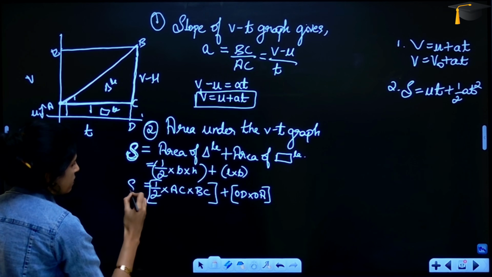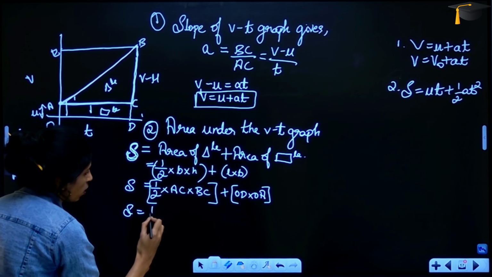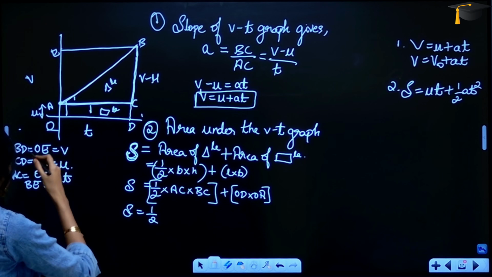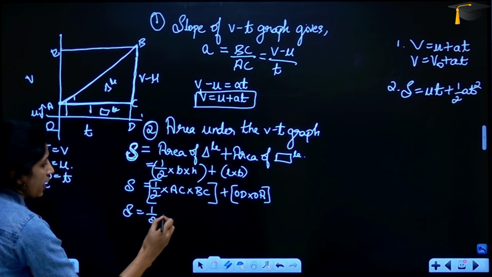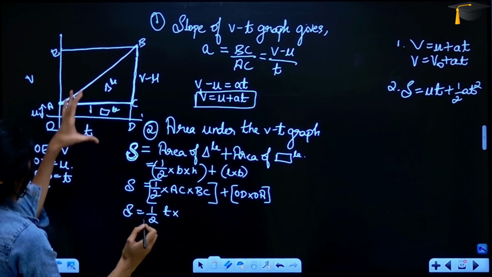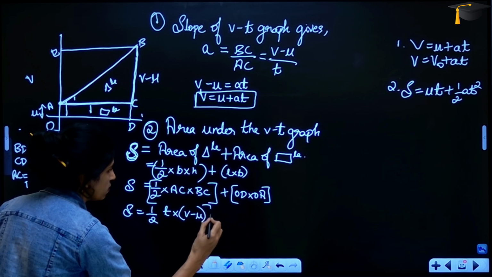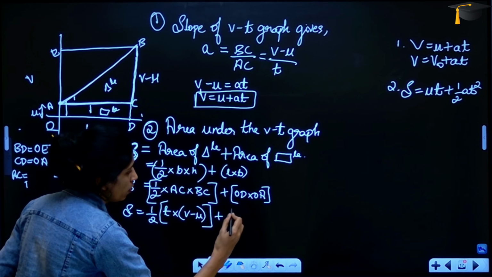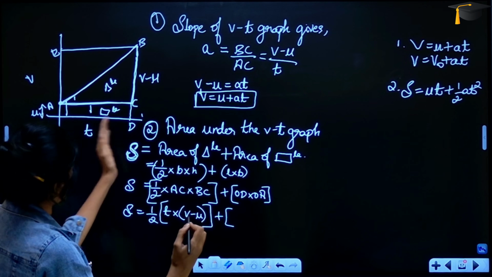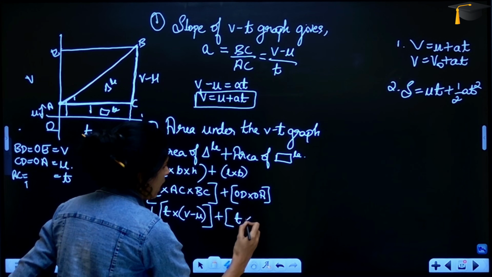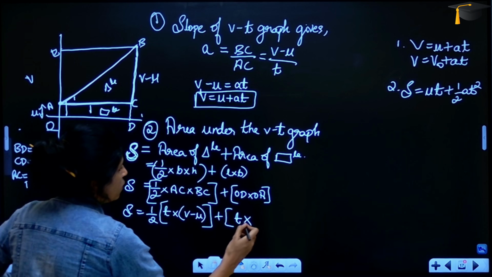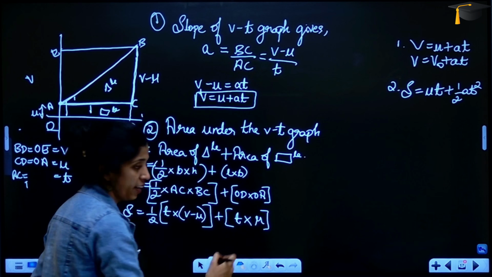Okay, so S is equal to... Now just substitute what AC and the others are. What is AC? Can you all see here? AC is time. Then BC. What is BC? V minus U. We already found this. Plus, what is OD? Look at this, OD is again time. And OA is U. Okay, we are very close to our derivation, right?